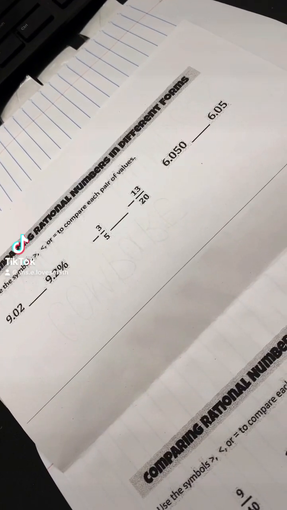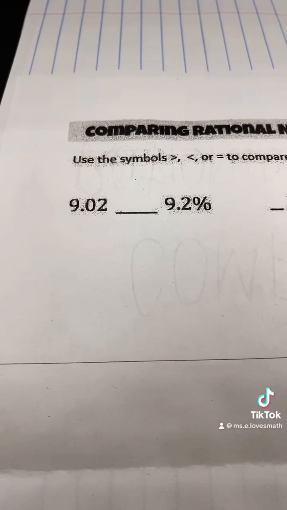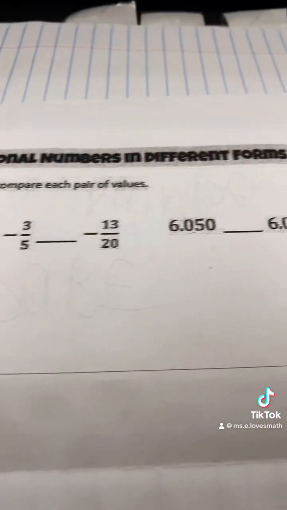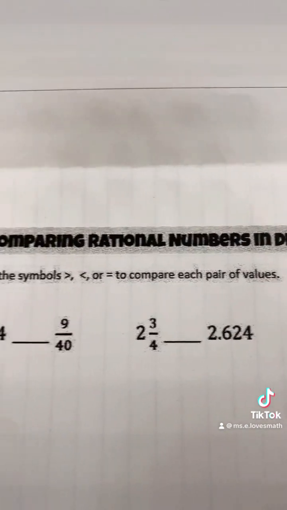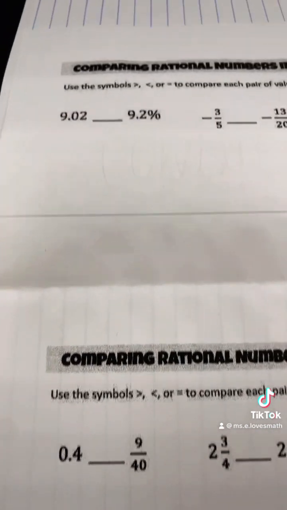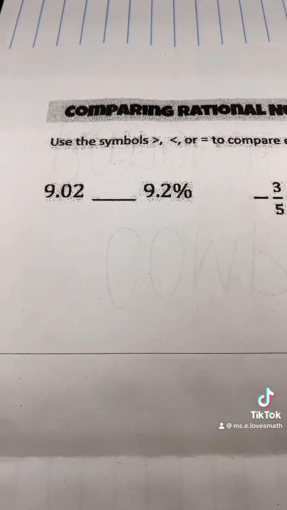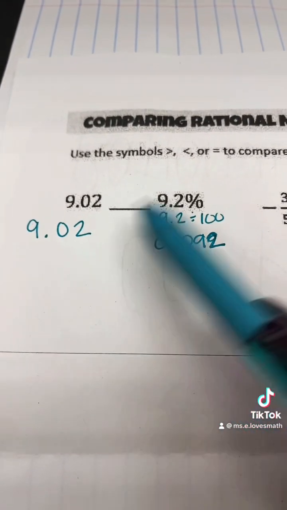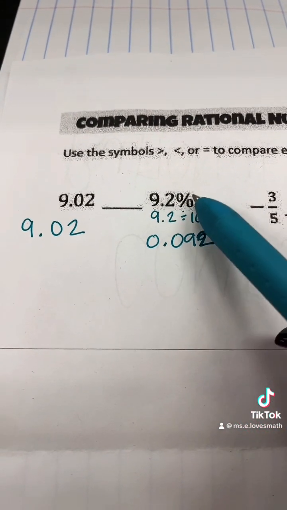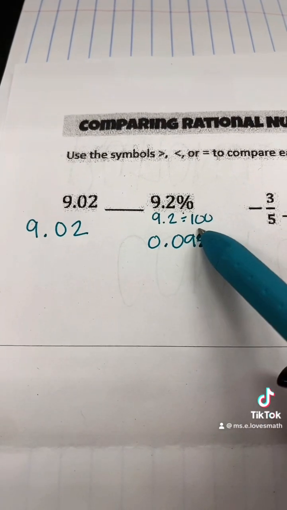Comparing rational numbers. The easiest way to compare rational numbers, such as the ones you see here, is to turn all of them into decimals, as decimals are going to be the easiest way to compare. 9.02 is already a decimal. To turn 9.2% into a decimal, we have to divide by 100.